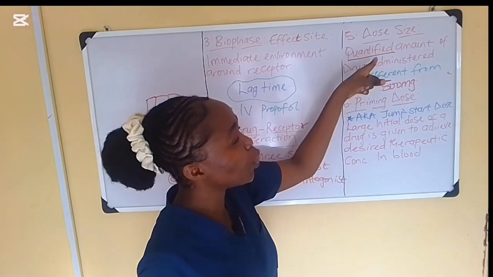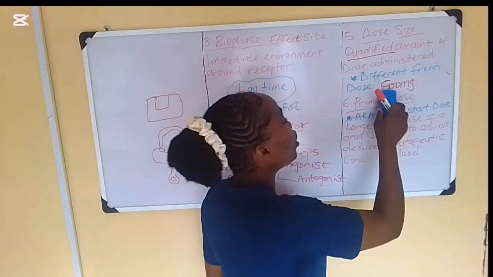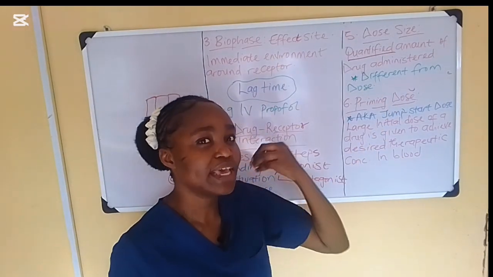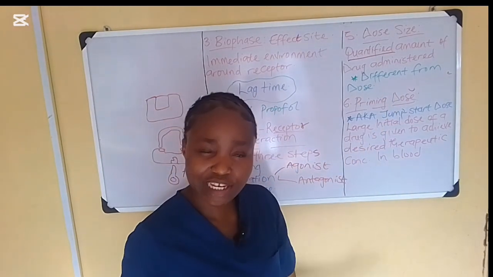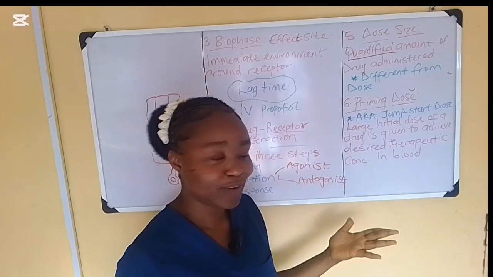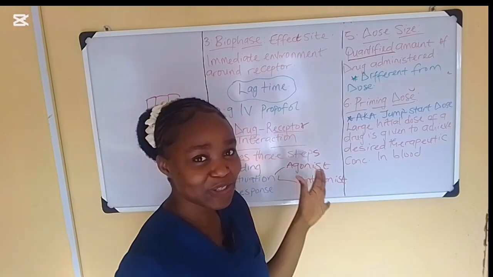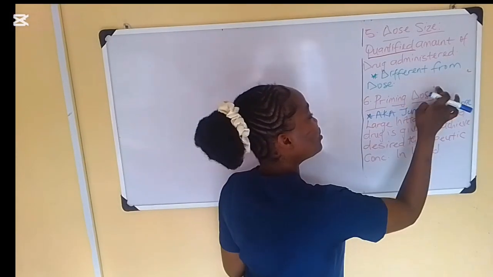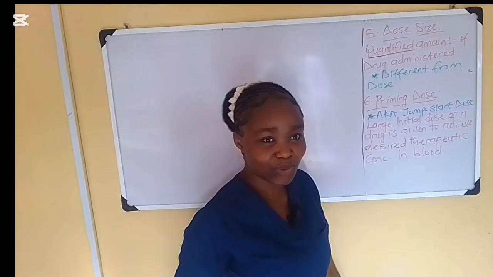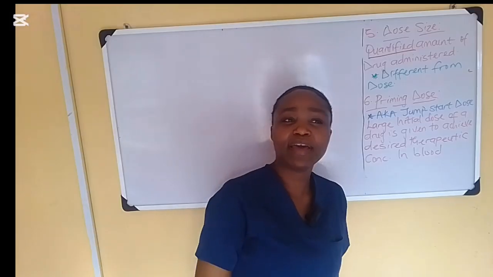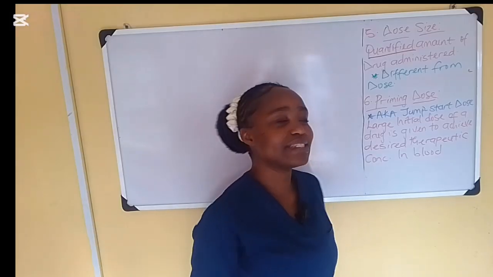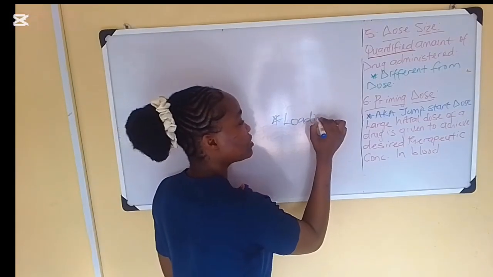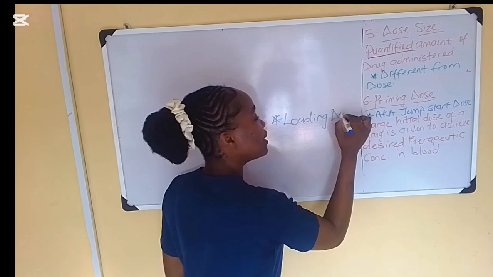So a dose size is the quantified amount, and it always has units. It's different from dose, because it always comes with a unit that you can use to compare it with something else. So now we're going to talk about priming dose. A priming dose is also known as a jumpstart dose. As a nursing student, my pharmacology lecturer called it the loading dose. Almost the same thing, just different names describing the same thing.